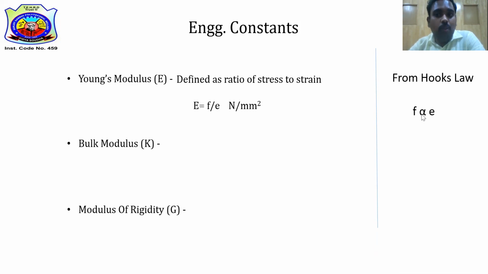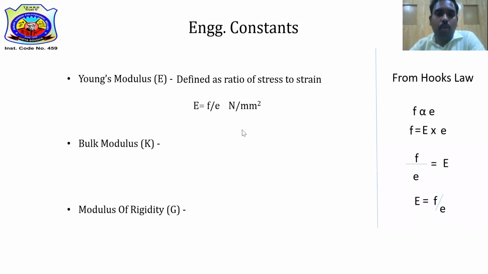If I want to remove this proportionality and replace it with an equal symbol, then I need to put one constant value. That constant is Young's modulus, that is capital E. Then the formula becomes F equals capital E into small e, that is Young's modulus into strain. On cross multiplication, I get capital E equals F by e. So this is how we got this formula: E equals F by e.